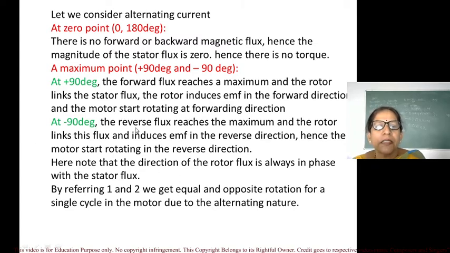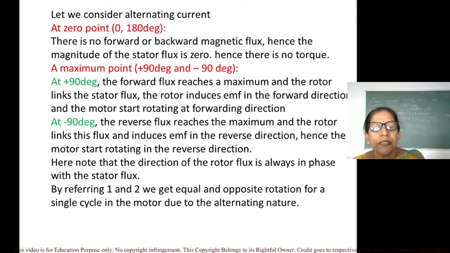At minus 90 degree, the reverse flux reaches the maximum value and the rotor links this flux and induces EMF in the reverse direction. So, at plus 90 degree, there is a forward flux, at minus 90 degree, there is a reverse flux, and hence in both the cases torque is developed. For the first case, that is at plus 90 degree, the torque is produced in the forward direction, and at minus 90 degree, the torque is produced in the reverse direction. Here, note that the direction of rotation of the flux is always in phase with the stator flux.